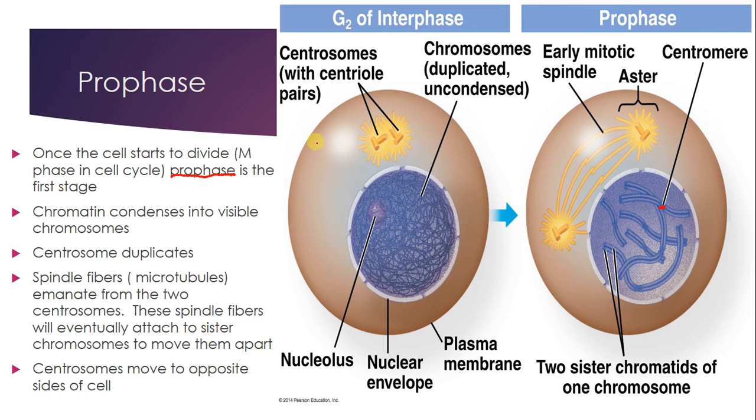Our centrosome duplicates, so now we have 2 centrosomes. And these long microtubule things called spindle fibers emanate from them. These spindle fibers are actually going to eventually connect to the centromere. Each spindle fiber from each of the centrosomes is going to attach to those centromeres, and they're going to end up pulling the chromosome apart to opposite sides of the cell. So that's what happens in prophase.